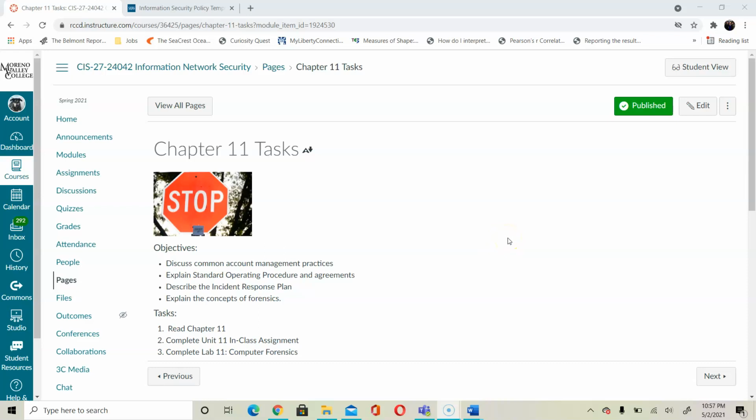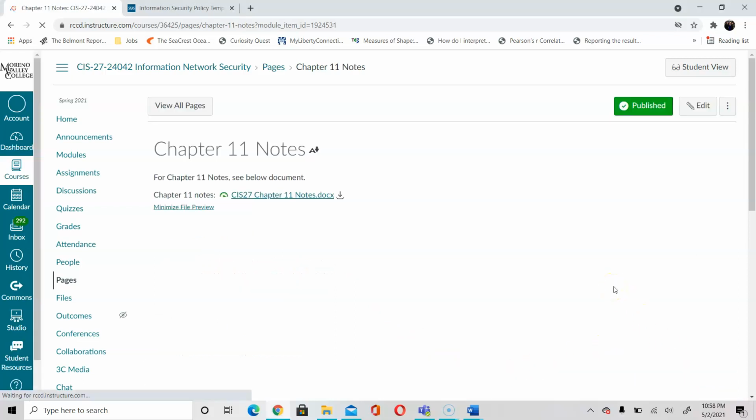I'm going to explain the Chapter 11 tasks and content, which covers policies, incident response plan, and computer forensics. This week, the objectives are listed on your module page. We will talk about account management practices, standard operating procedure and agreements, along with the incident response plan and computer forensics. You are to read Chapter 11, complete the Unit 11 in-class assignment, and complete Lab 11.